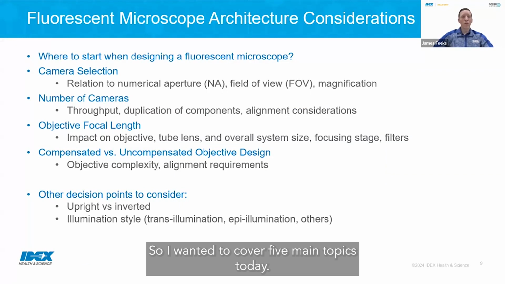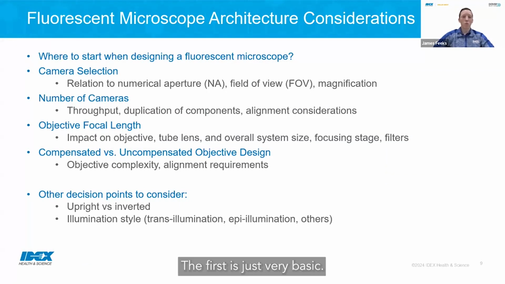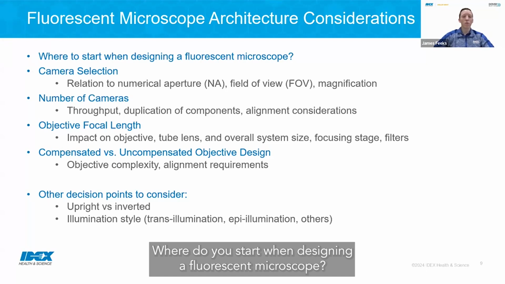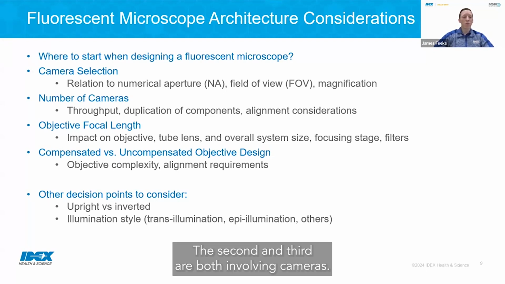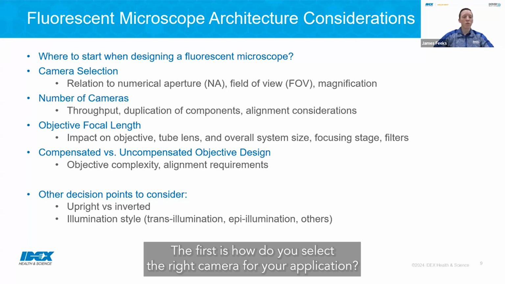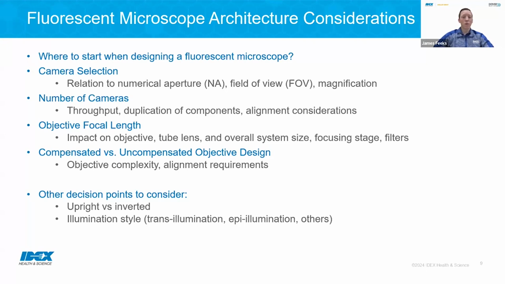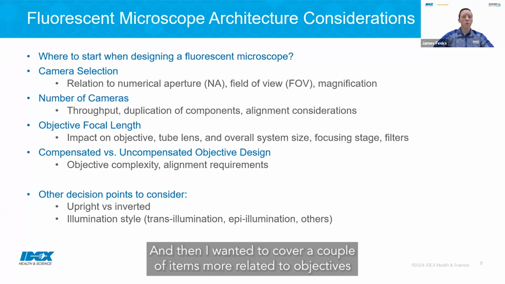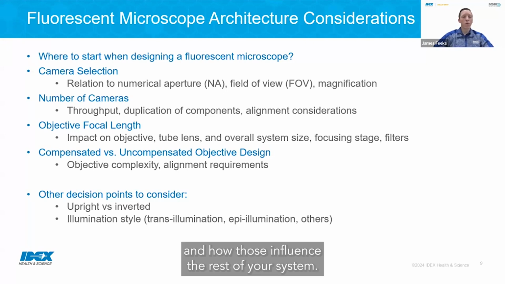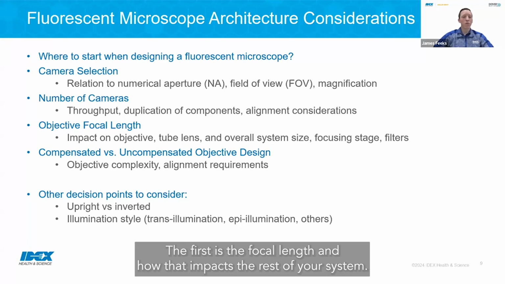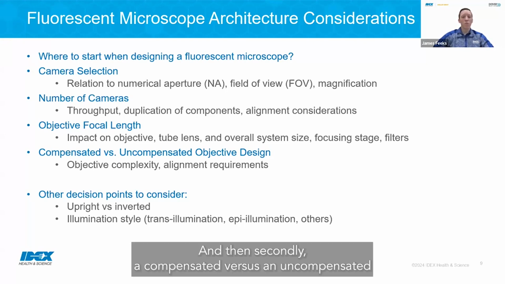I wanted to cover 5 main topics today. The first is very basic: where do you start when designing a fluorescent microscope? The second and third both involve cameras. The second is, how do you select the right camera for your application? The third is, how many cameras should you be using for your system? Then I wanted to cover a couple of items more related to objectives and how those influence the rest of your system. The first is the focal length and how that impacts the rest of your system. And secondly, a compensated versus an uncompensated objective design and the impacts that those decisions have.